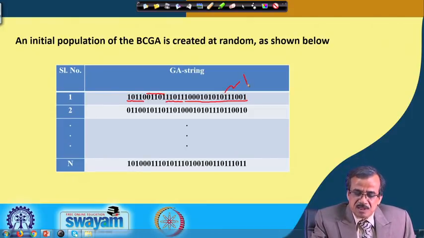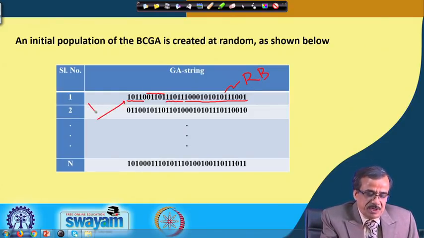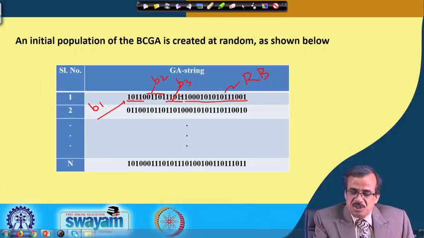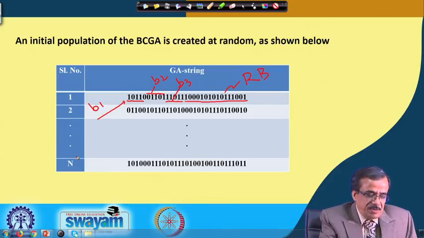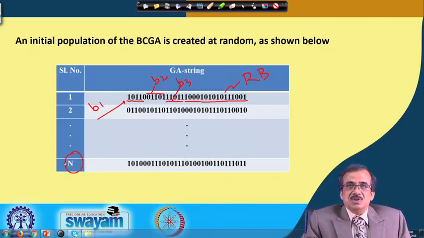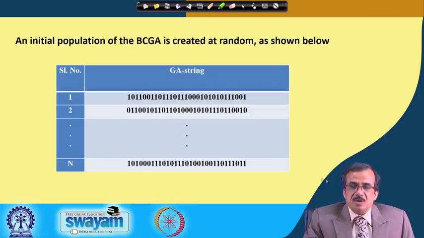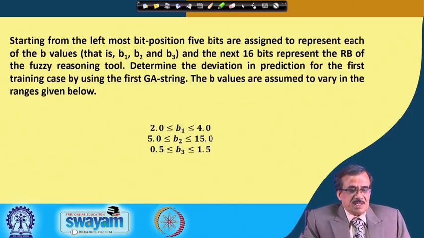So, the rule base is represented by these 16 bits, and the GA string will be 31 bits long. And similarly, we have the whole population of solutions generated at random. Now, once you have got this, let us see how a GA can optimize that particular database and the rule base.